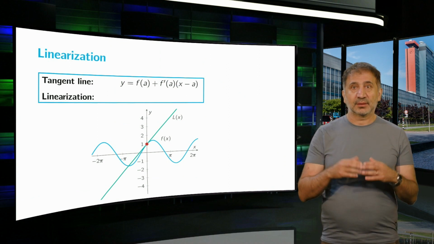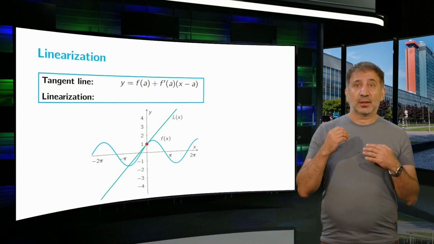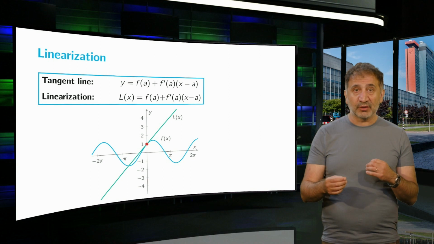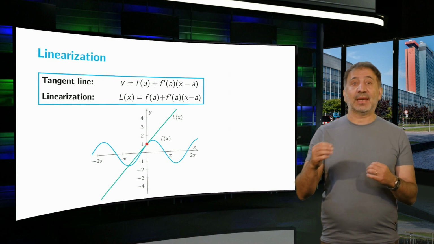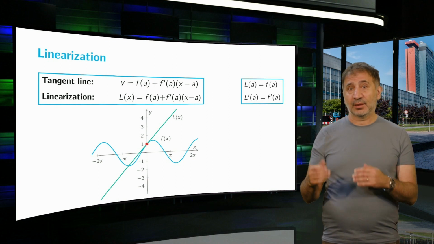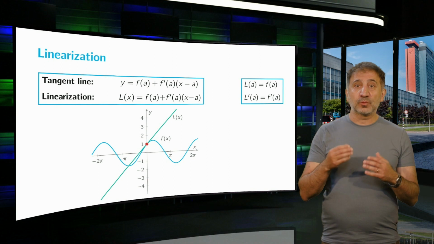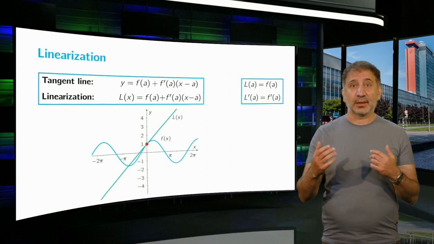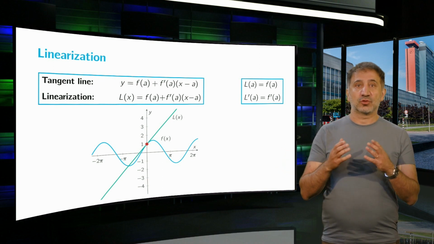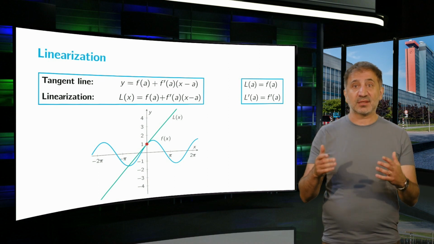To recap, the tangent line to the graph y is f of x of the function f at x is a is given by the expression on the screen. To obtain the formula for the linearization, just replace y by L of x. So the values of f and L at a are equal. Also, the slope of L at a should be equal to the slope of f at the point a, so that the derivatives should be the same at a. So L of x is an approximation of the function f of x in the vicinity of x is a.